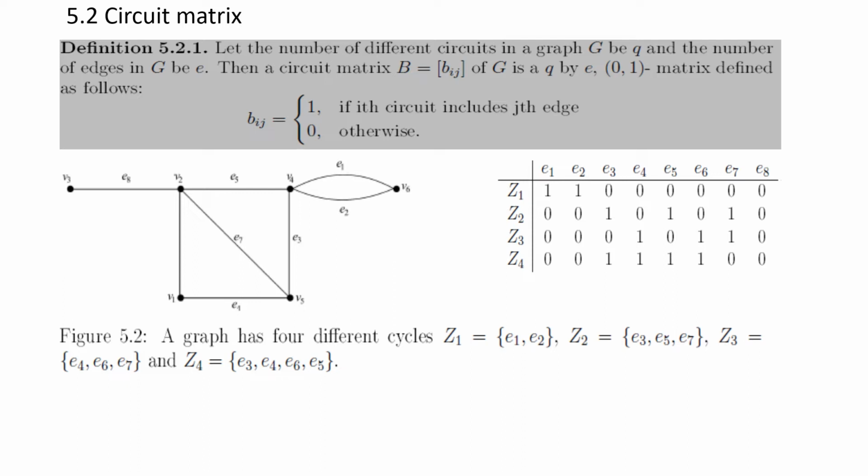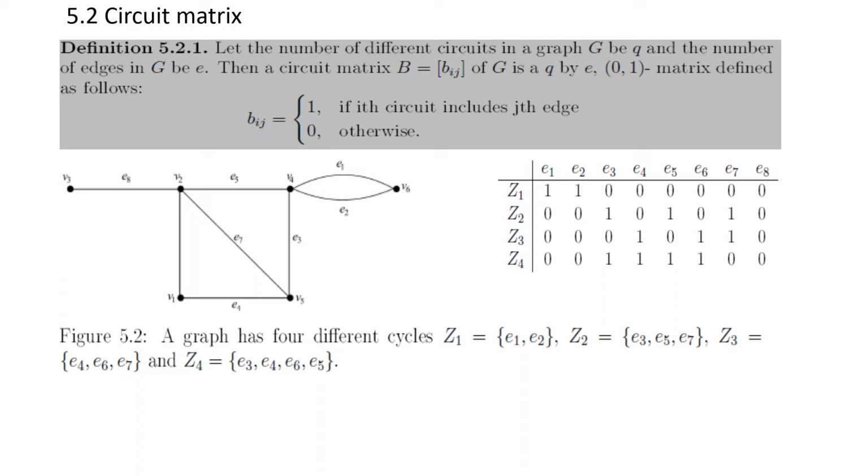In this figure, the graph has 4 different circuits. The first one is represented by Z1, which is equal to E1, E2. The next one is Z2, which is represented by E3, E5 and E7. The next circuit is Z3, which is equal to E4, E6, E7. And the next one, Z4, is equal to E3, E4, E6 and E5. So the rows are represented by these circuits Z1, Z2, Z3, Z4, and the columns are represented by the edges E1, E2, E3, E4, E5, E6, E7, E8.